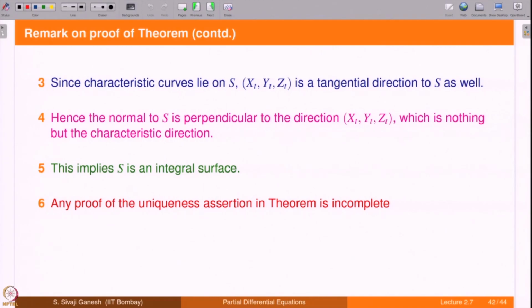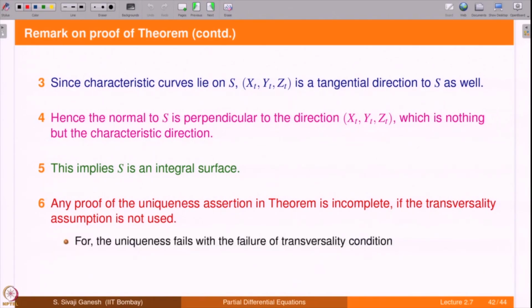So, any proof of the uniqueness assumption in the theorem is incomplete if the transversality assumption is not used, because uniqueness fails with the failure of transversality condition. When transversality condition fails, there are examples where uniqueness fails, there are examples where existence fails, anything can happen. So, we will discuss that later. If you are proving uniqueness, you must be using that the transversality condition is satisfied. People may not write this explicitly in books, but they make use of step 2 without explicitly mentioning it. So, you should not get confused.